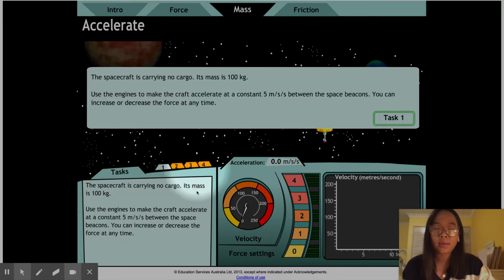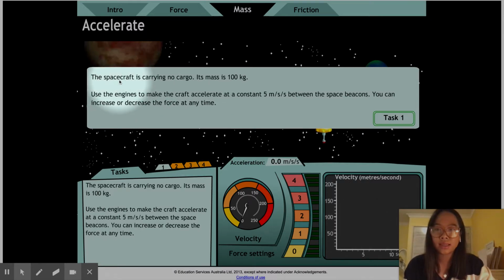So the aim of the game is that students are in control of a spacecraft where they have a control panel. The control panel has force settings, a velocity radar, an acceleration bar, and a velocity time graph. The velocity time graph will help students to see the motion of the object in real time in a mathematical way, where the gradient of the line itself is in correspondence with the acceleration.